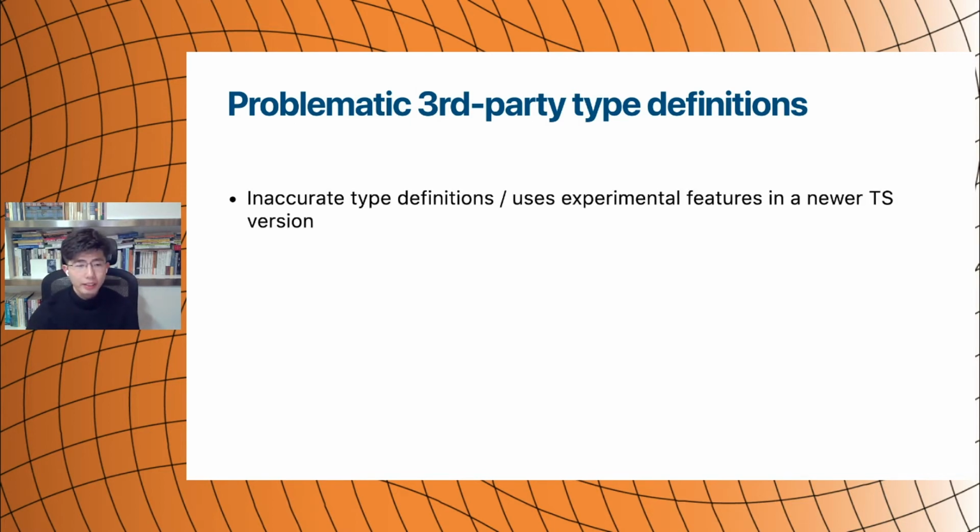Oftentimes, if a third-party type definition uses some experimental features in a new TS version newer than the one used in the user project, or it has included some inaccurate type definitions from older versions, or has some bugs, there is a large chance that your correct code would encounter some unexpected TypeScript errors. There's no easy way to work around such problems.